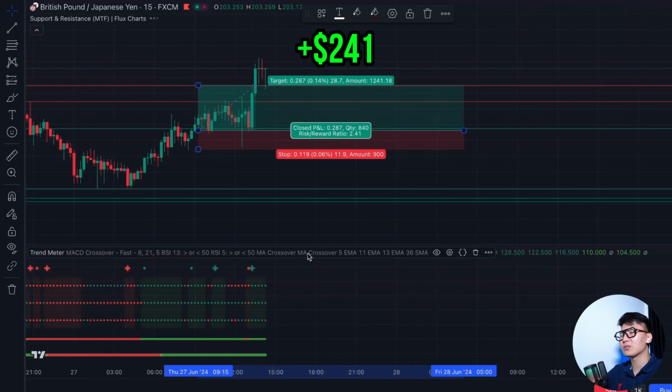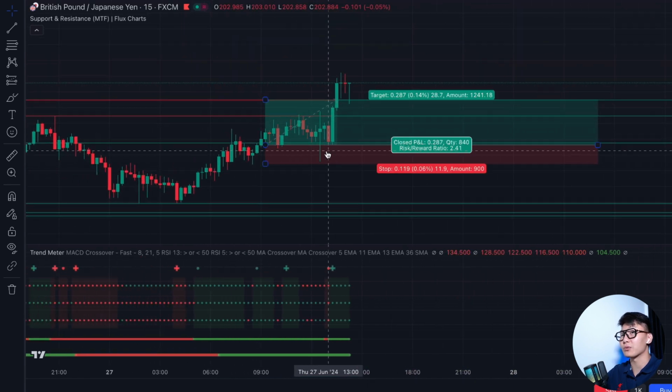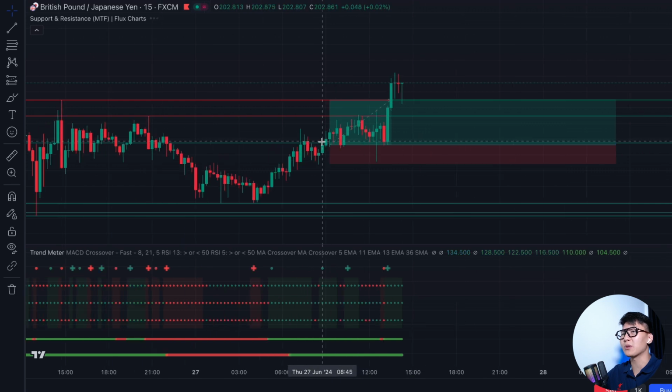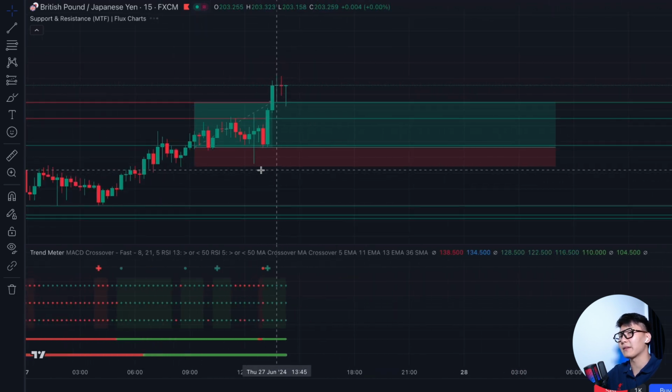My long position closed successfully. I earned $241. The signal was strong. At one point, I almost lost the trade, but the stop loss was set correctly. And let's continue trading and find the next entry point.